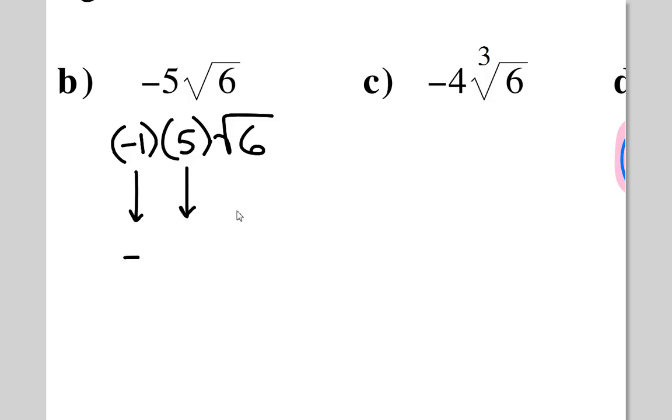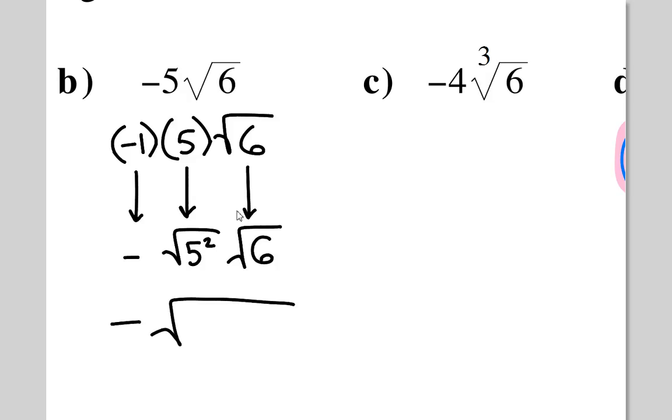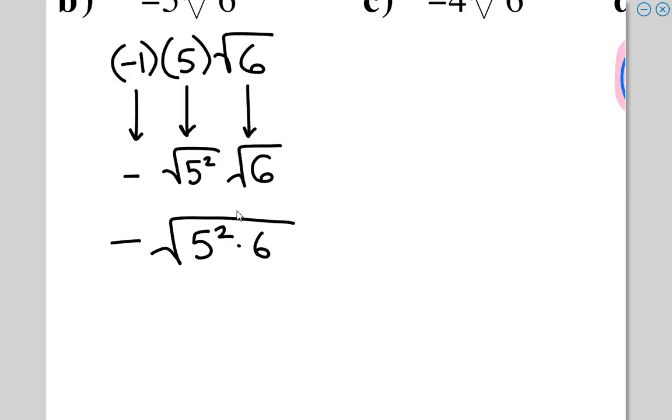What's this going to look like? Square root of 5 squared. And this one is square root 6. The negative stays on the outside, and we can smush together 5 squared and 6. 25 times 6, 150.